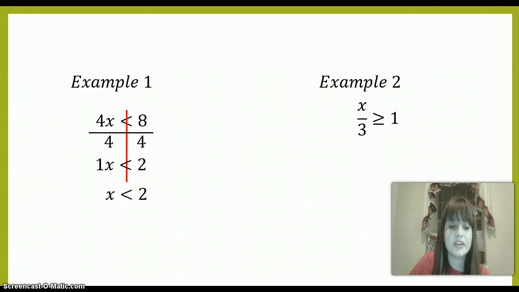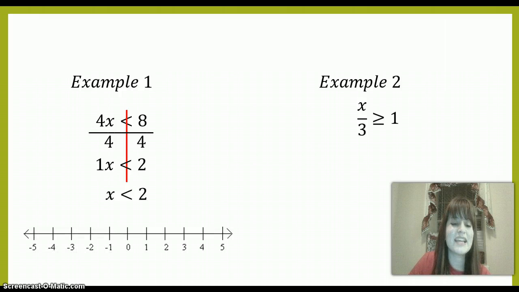But I'm not done yet. I have to graph it. So I'm going to draw myself a number line. Since x is less than 2, that means that the 2 is not included in my solutions. Therefore, I draw an open circle over the 2. And I want all the numbers that are less than 2. 1 is less than 2, 0 is less than 2, and so are all these negatives. So I'm going to shade to the left of my 2, and I'm done.